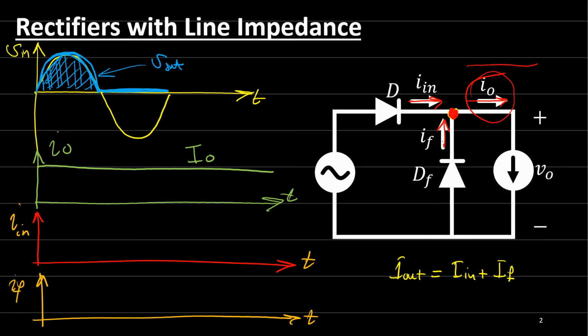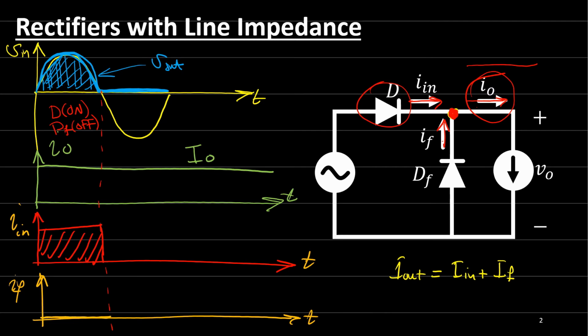So here we can say that at this point, diode 1 is on. The main diode is on. This diode will be on because the voltage applied on this is positive. The diode is conducting, and diode F is off, so it's an open circuit. So I input is equal to I output, and the current on the freewheeling diode is equal to 0.